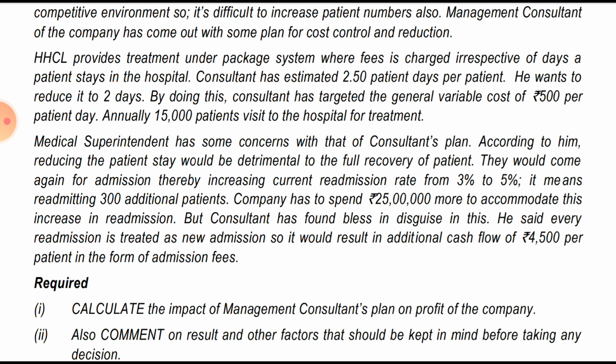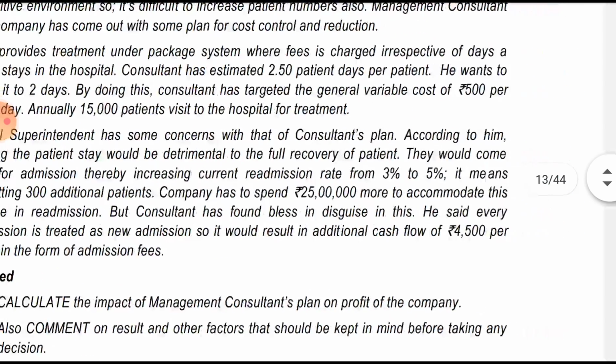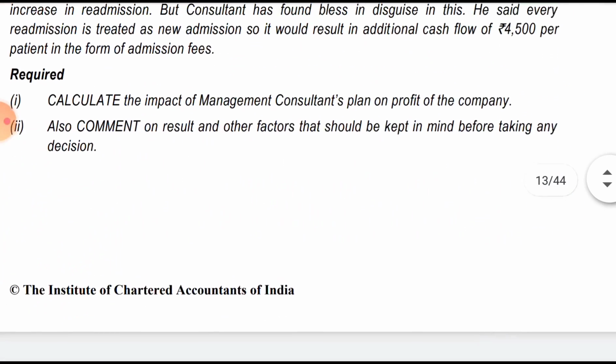So this is the cost, basically 25 lakh is the cost, and the revenue is from 300 additional patients, which, in the last para they have said, contributes 4,500 per patient in the form of an admission fee. So multiplied by 4,500, it amounts to 13,50,000. So the total gain is 13,50,000 plus 37,50,000, which we calculated earlier, minus 25 lakh as the cost. So the net benefit is 26 lakh.